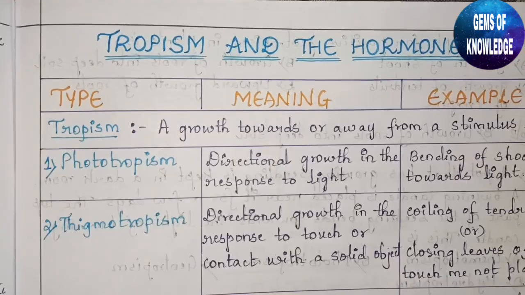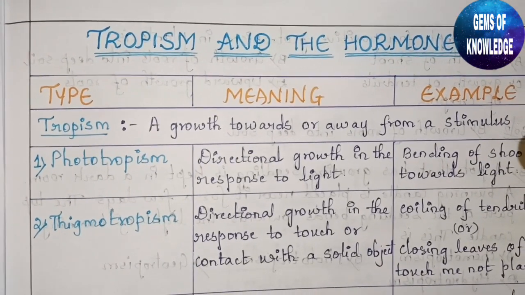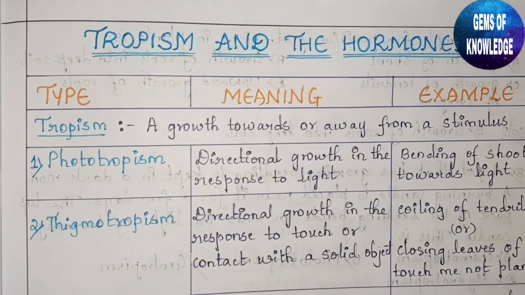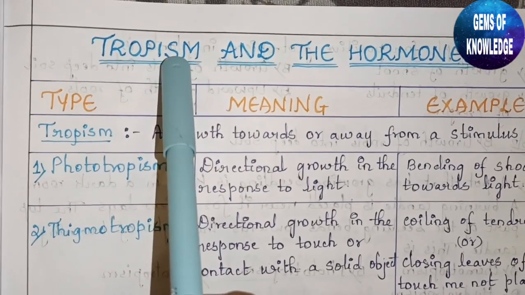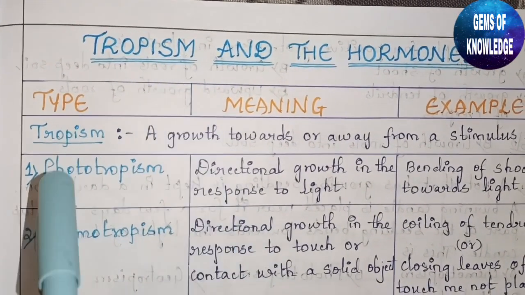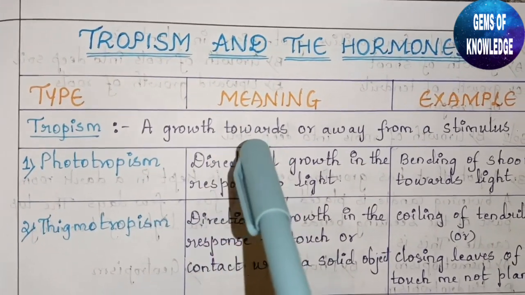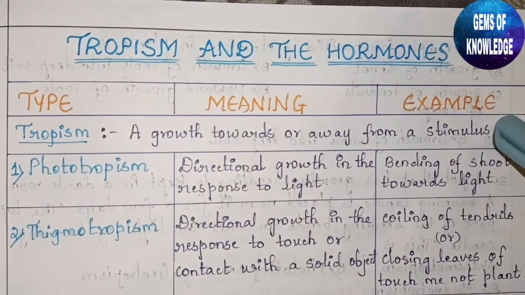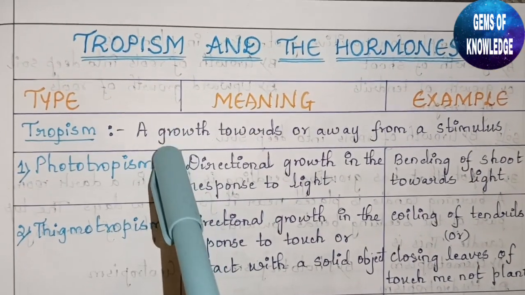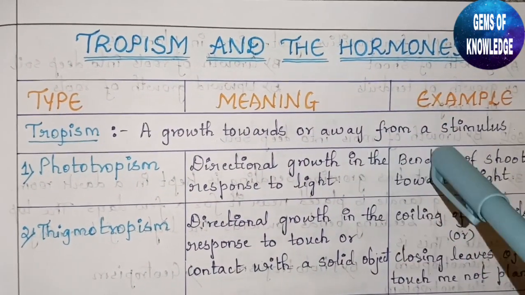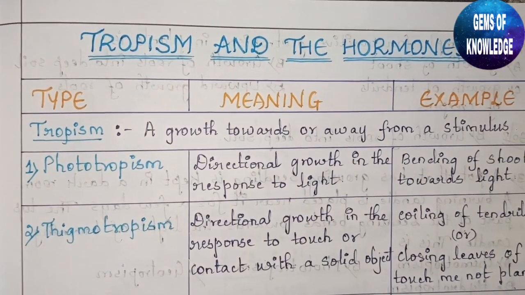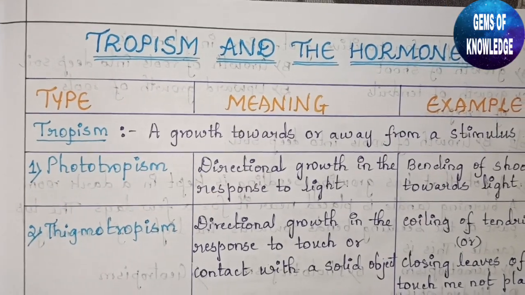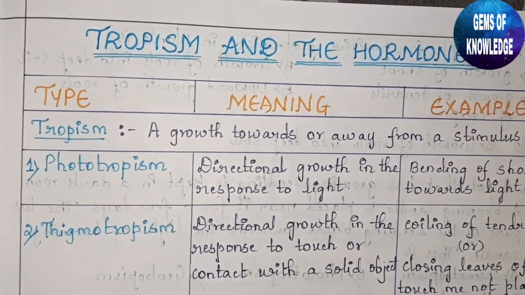Before that, let us know what tropism is, what its meaning and examples are, and later on we'll go to the hormones and their functions. First, tropism. Tropism is nothing but a growth towards or away from a stimulus. Anything which is growing towards or growing away from some stimulus is called tropism.